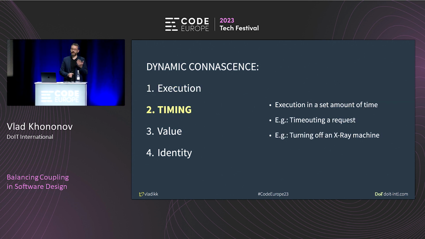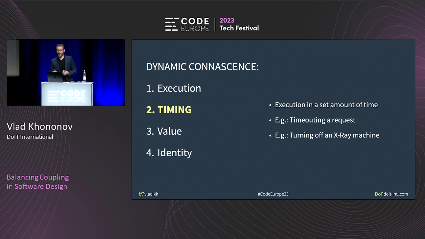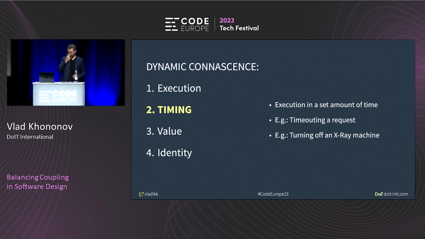Next one is Kinescence of Timing. Here we have an operation that should be executed in a set period of time after something else happens. Going back to the example of working with a database, let's say we have an open connection method and a timeout connection method. So we open a connection, nothing happens for, say, 30 seconds. It has to be timed out. So we have to call the timeout connection method. That makes them kinescent by timing. There is a dependency in terms of time: after what period of time the second method has to be executed.